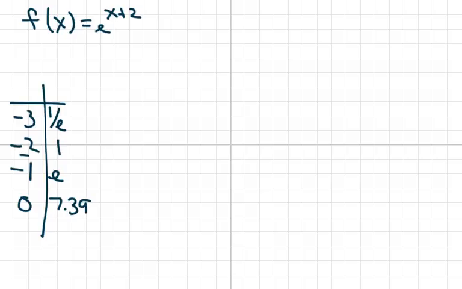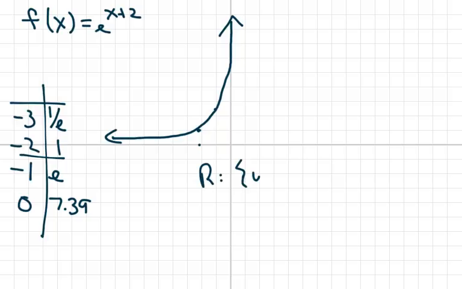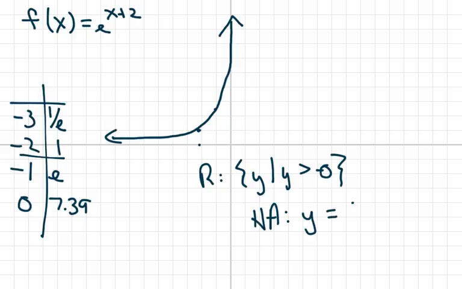So I'm going to use these right here. Negative 2 goes to 1. Negative 1 goes to e. And it's just going to get closer and closer like this. Something like that. Okay, so the domain is all reals. The range is y such that y is bigger than 0. And the horizontal asymptote is y equals 0. Okay.